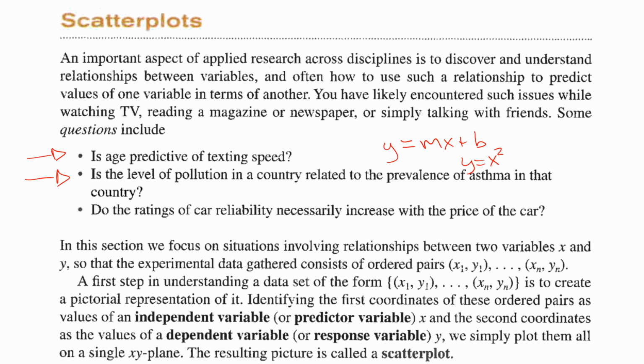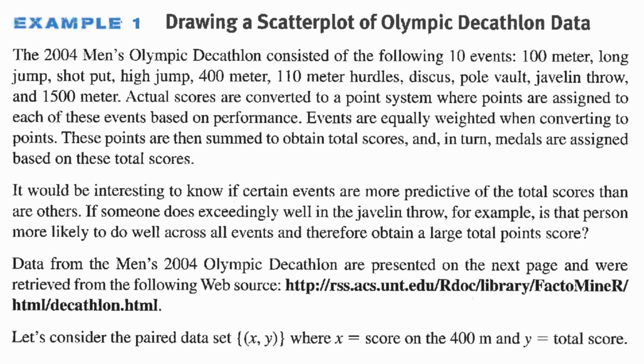All right, so we do have two different types of variables that we want to talk about. The independent variable, or the predictor variable, that's going to be x. That's going to be your input. And then your dependent variable, that depends on whatever your input. That's the output, that's your y. All right? So let's do an example.